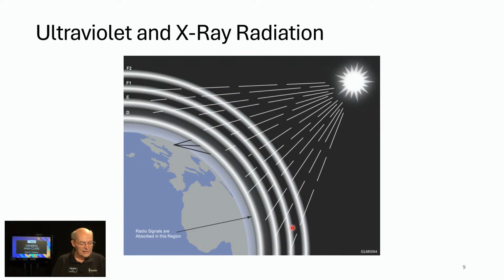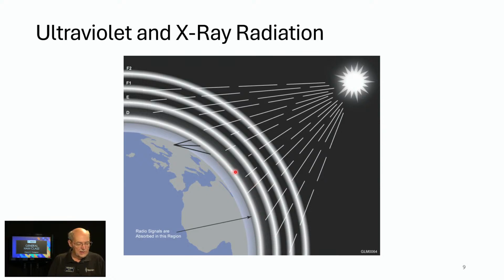So ultraviolet and X-ray, I mentioned, is what's called ionizing radiation. It's very strong. If it wasn't for the ionosphere, that ionizing radiation would make its way to Earth, and of course that would be cancer causing. So the ionosphere protects us from that ionizing radiation.